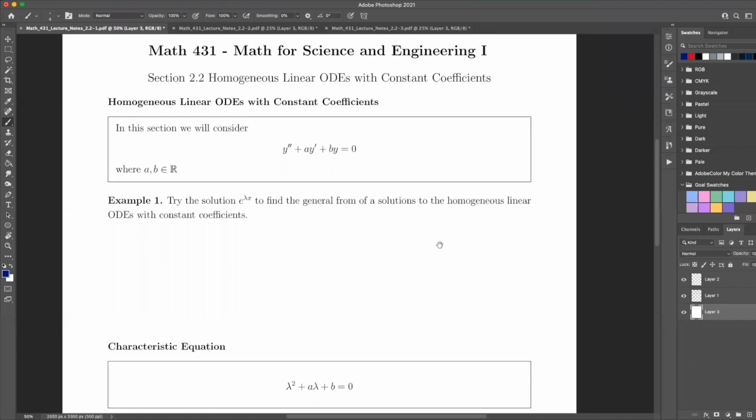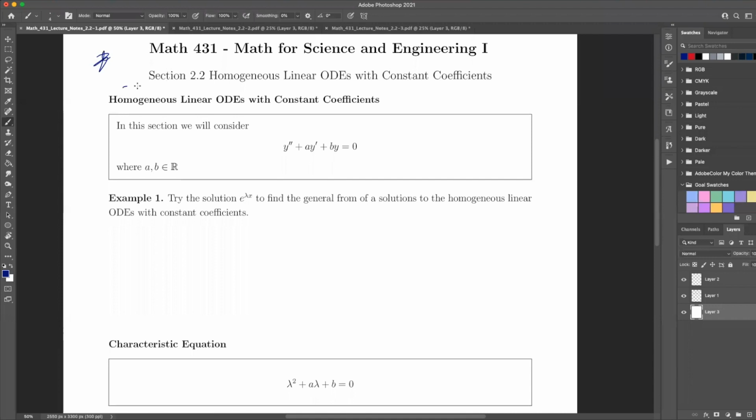All right, so let's talk about this. So let's simplify this. We're going to do homogeneous linear with constant coefficients. I don't think it gets easier than that for second order.